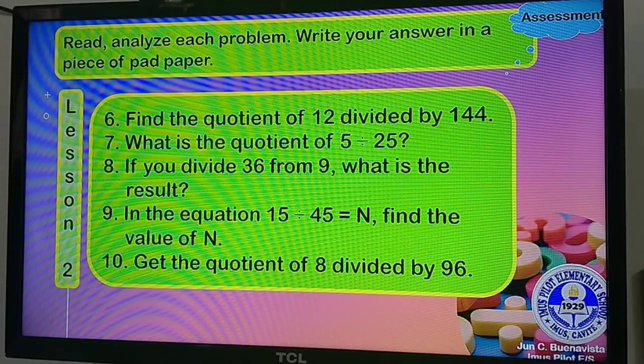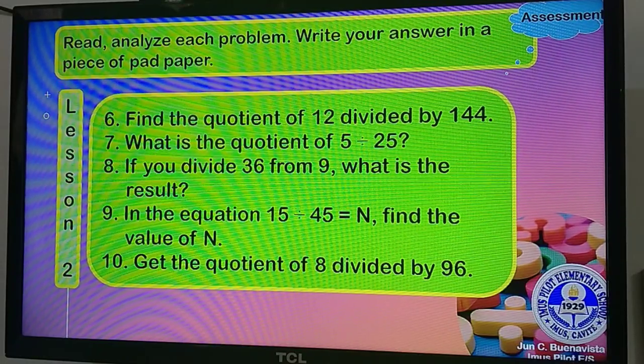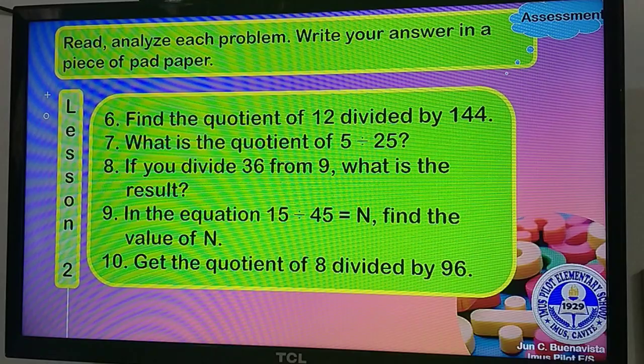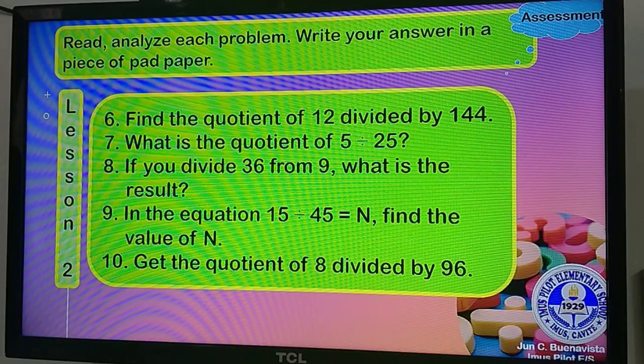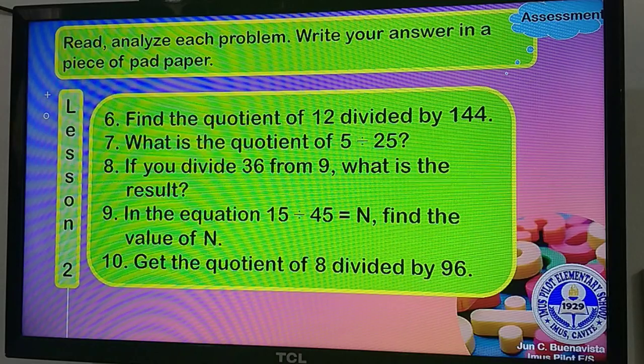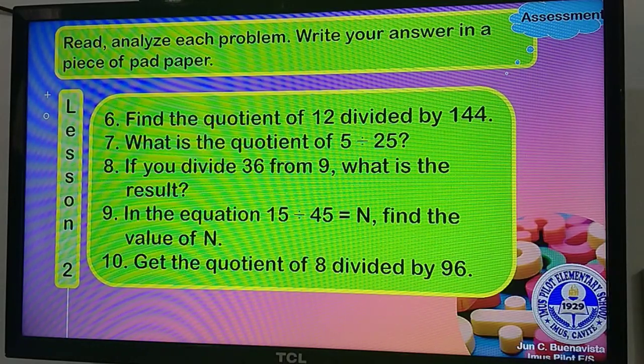Okay, number 9, in the equation, 15 divided by 45 equals n. Find the value of n. And the last number, number 10, get the quotient of 8 divided by 96. Okay, again, uulitin ko as a reminder, write your answer in a piece of pad paper, not in your notebook. And then we're going to check that for the next week's lesson. Okay, any questions? If there is none, this is your assignment.